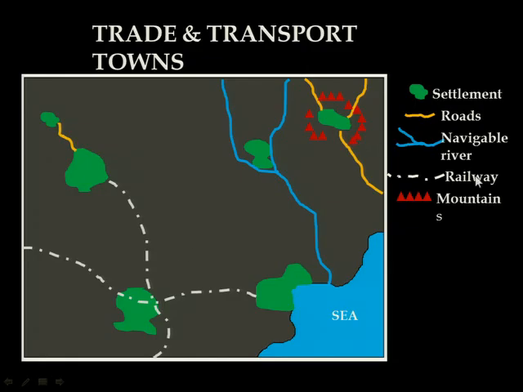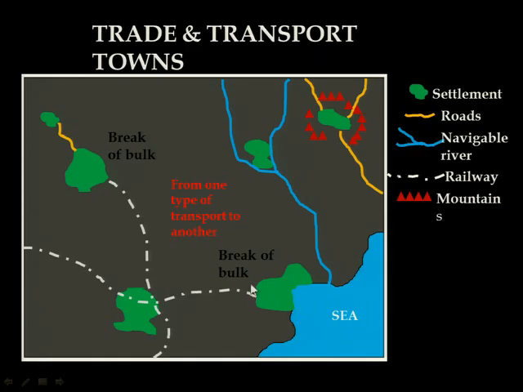Let us check. The first type, look, we have what we call the break of bulk point. Remember? Now, let us try and explain what is this break of bulk point. They say there is a change of transport from one type of transport to another type of transport. Think about it. If goods come into South Africa by sea or by ship, and then what happens? Can you see there? There's a road. There's the sea.